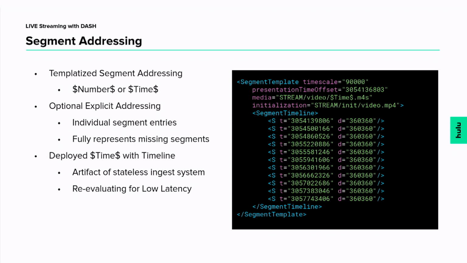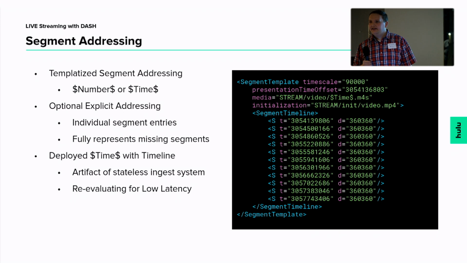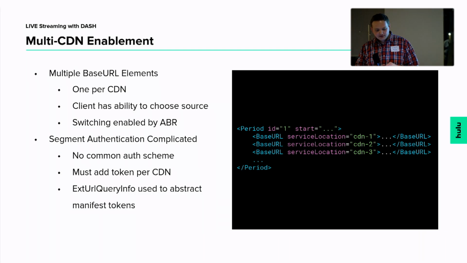And to be honest, we're reevaluating this in low latency, because when you're doing low latency, you actually want to be able to predictively grab the next segment. And if you don't know the duration of the current segment, because it's still being published, it's very hard to start the request for the next segment. So that's just something to be aware of if you're taking your first look at this.